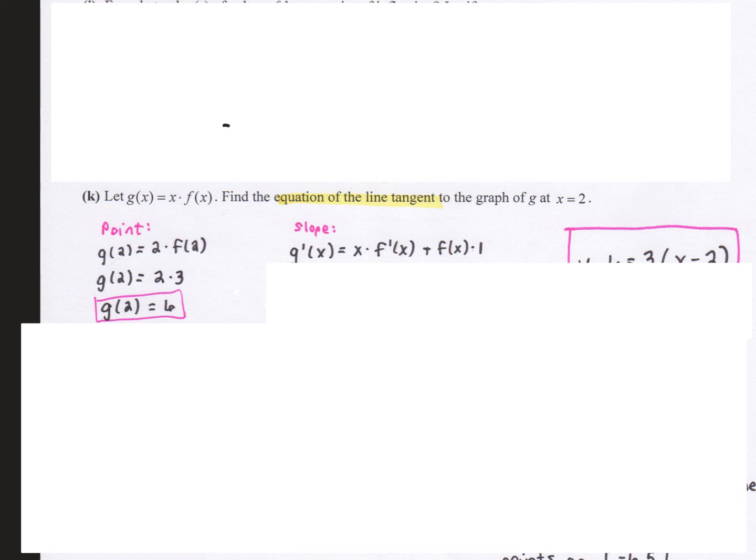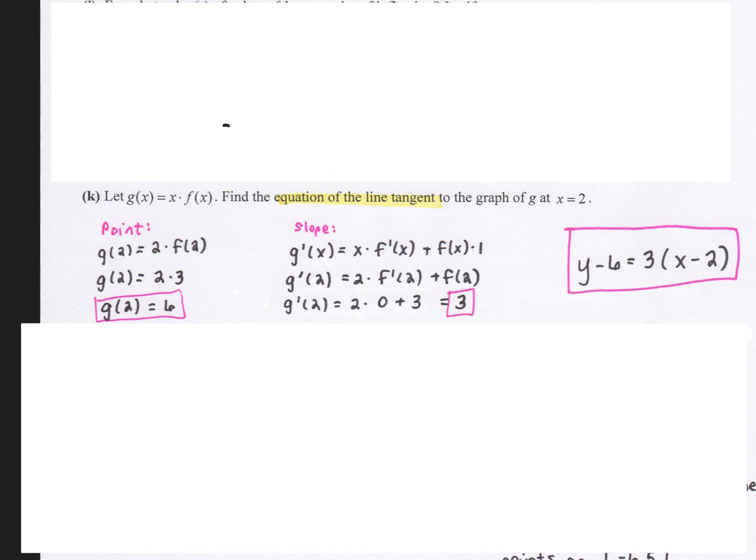And after that, I plug in my 2 for those x's. And I calculate, and I get my slope is 3. And with this as my point, (2, 6), and my slope of 3, I write my equation. So y minus my y coordinate equals my slope of 3, and then x minus my x coordinate.